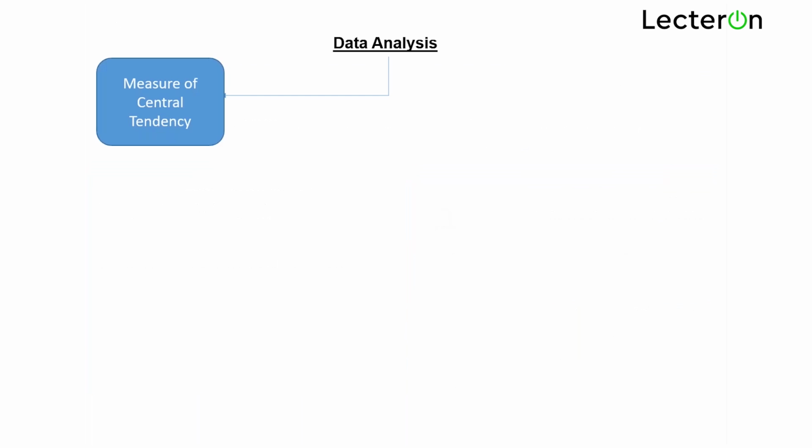So any data analysis that we do, any data in the world, we can look at from two perspectives. One is, where is my data centered? What is the measure of central tendency of the data? What is that one value that represents the entire data set? And then the second area is the measure of dispersion. We'll talk about measure of dispersion later on. Let's come back to measure of central tendency.